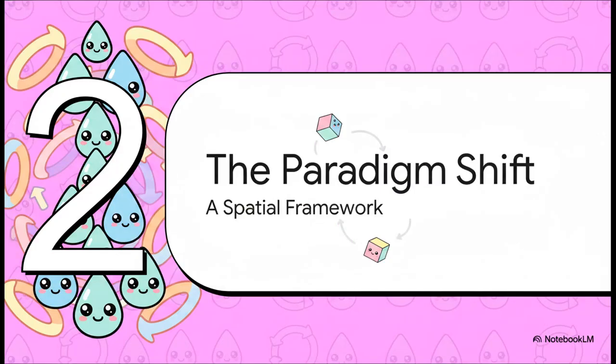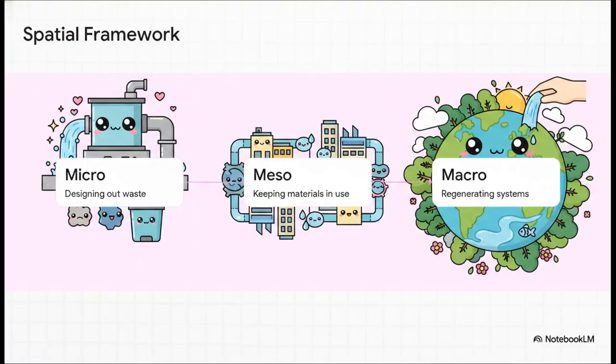Section 2, the paradigm shift, a spatial framework for circular water. Inspired by the Ellen MacArthur Foundation, we can actually break this massive transition down into 3 spatial pillars. Step 1 is the micro level, where we design out waste and pollution right at the treatment plant itself. Step 2 is the meso level, keeping materials in use across a whole city or industrial region. And step 3 is the macro level, where we regenerate the massive natural systems that actually supply us in the first place. So let's make our first stop and see how this all builds together.